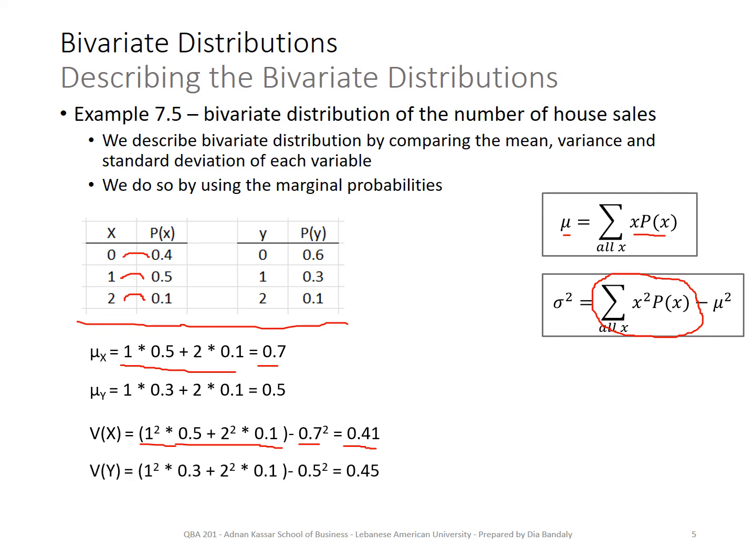And we do the same for y. Again, I'm showing separately the first part so that I don't forget to subtract my average. And then we subtract this and we get 0.45. And the standard deviation is the easiest part because you know that standard deviation is simply the square root of the variance. So standard deviation of x, square root of 0.41, we get 0.64, and standard deviation of y, we get 0.67.